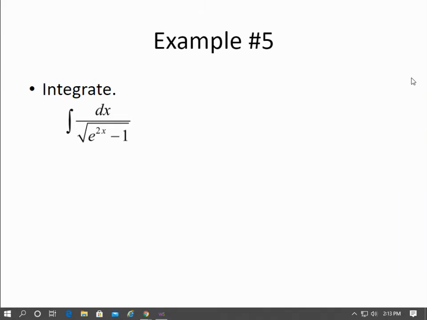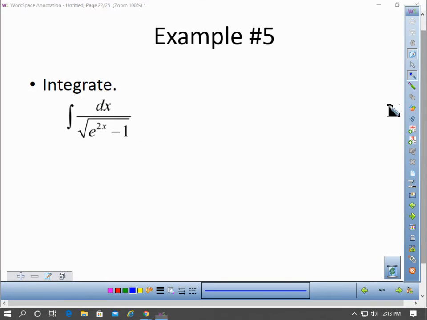Okay. All right, let's try this one. This one's just slightly a little bit different. We'll just see here.